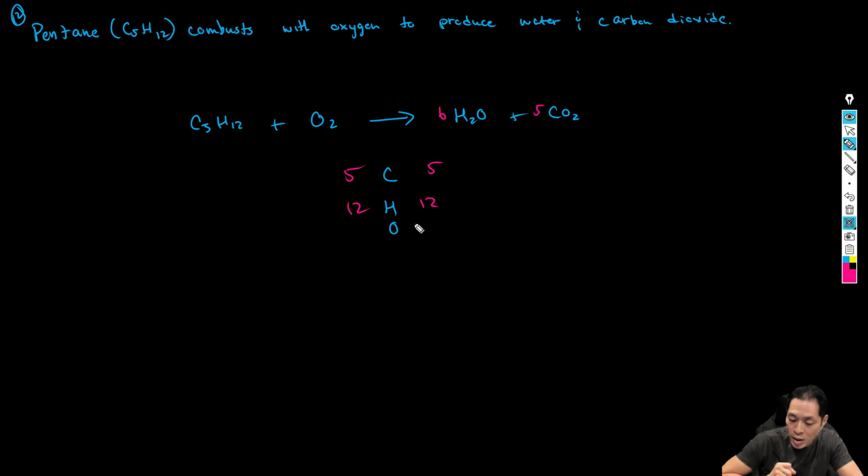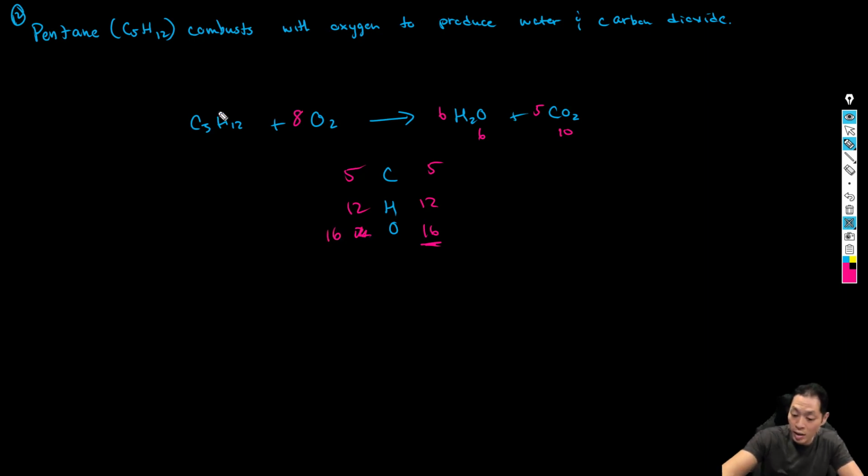Now I have 2 oxygens on the left, and I have 5 times 2, which is 10, then 6 times 1, which is 6. I have 16. Oh, but what's nice is it's an even number, so it makes it easy. 8 times 2 gives me 16. So you could double check.